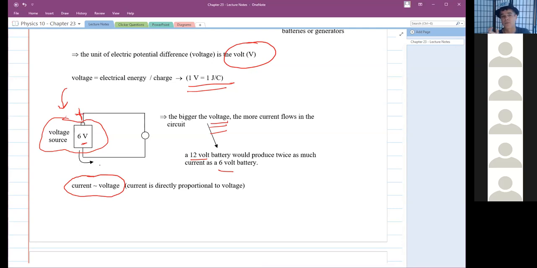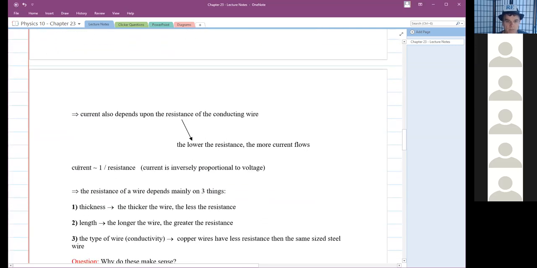So that's the first big piece of sort of new news, but not completely new. How much current you get is proportional to how much voltage you are connecting the circuit to. And again, just think of voltage as electric pressure. A battery is just maintaining a difference in electric pressure, causing current to flow from higher voltage to lower voltage.